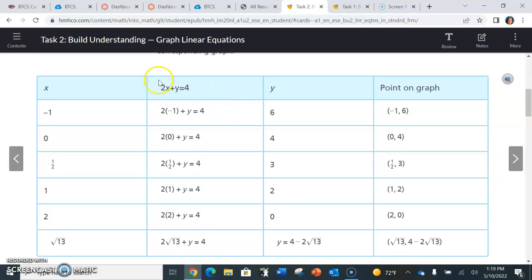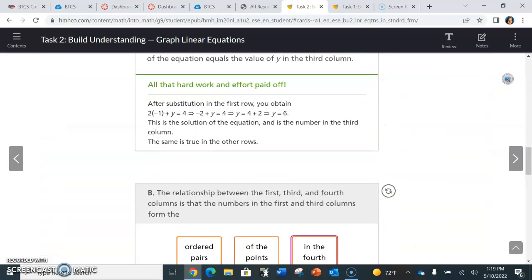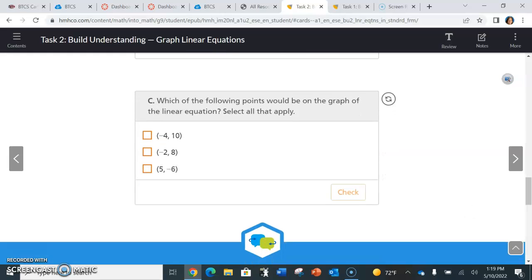But let's plug in -4 and 10 here. -4 gives us -8. -8 plus 10 is 2. 2 does not equal 4. So the first ordered pair, looking at the equation and the graph, we can see that this is not a point that satisfies or makes that equation true.